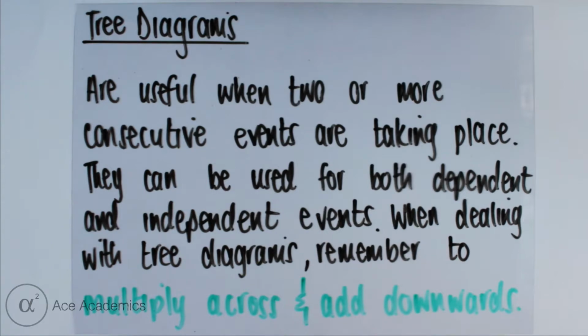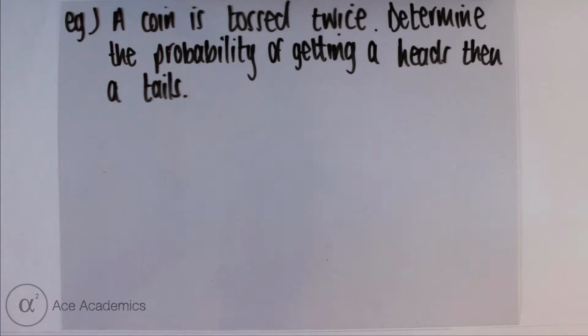Let's look at a basic example of a tree diagram. The example reads, a coin is tossed twice. Determine the probability of getting a heads, then a tails. Since there's more than one event taking place, it's best to use a tree diagram. Let me show you how to draw a tree diagram for this scenario.